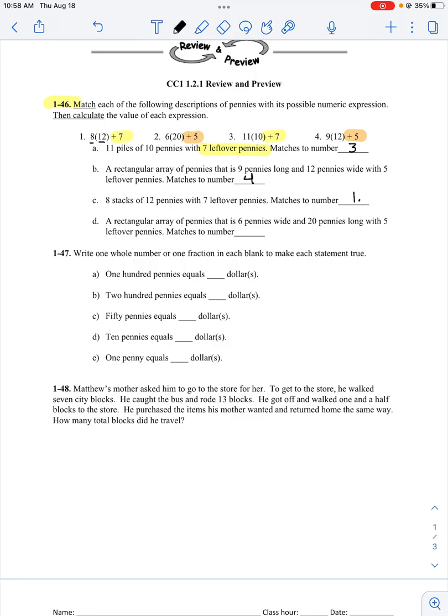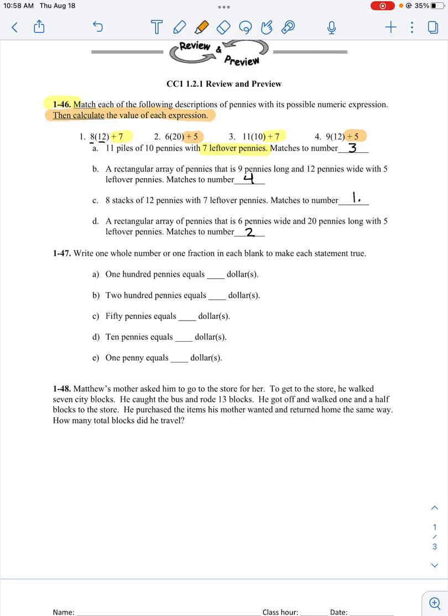Part D, that leaves us with 1, 3, and 4. That means it has to be 2. But to double check it, a rectangular array of pennies that is 6 pennies wide and 20 pennies long with 5 leftover pennies. Number 2 does have 5 leftover pennies. And it's 6 groups of 20, okay, which does match part D.